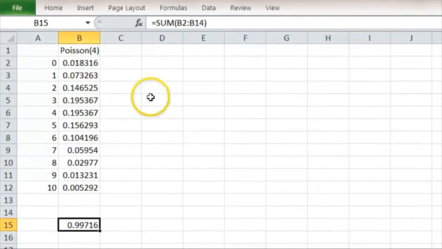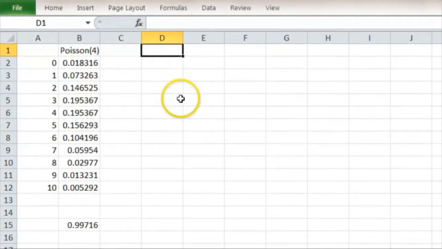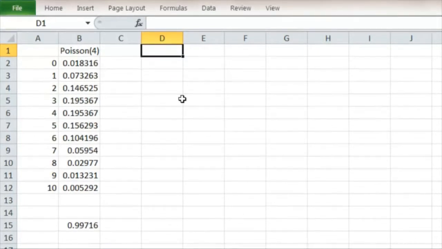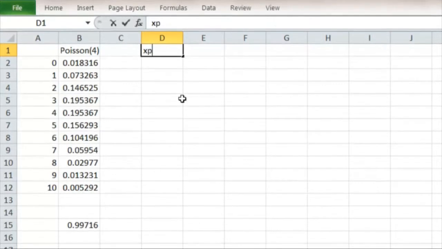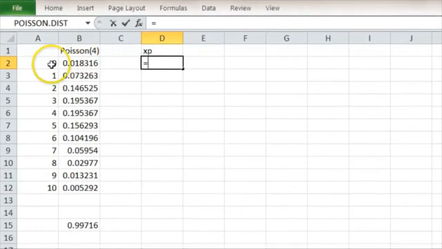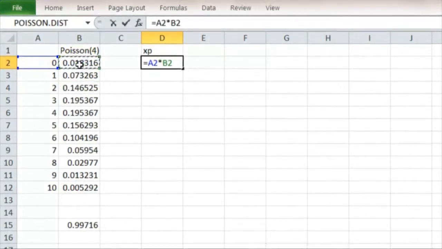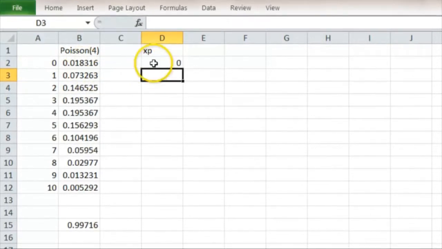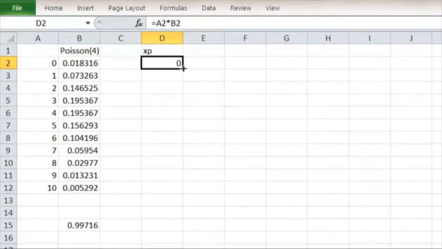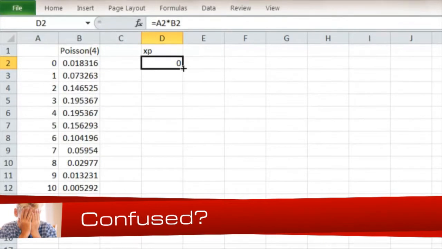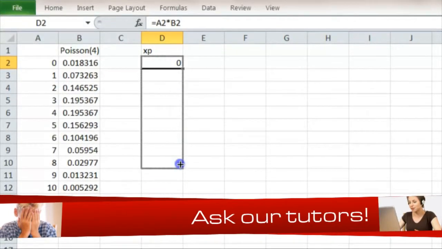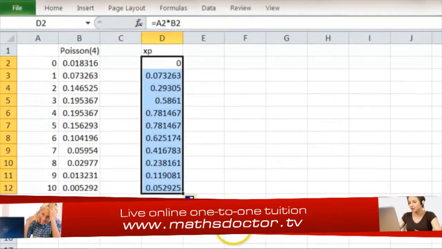Now, to find the mean of a probability distribution, we must multiply each value of x, the number of events, by the probability. So the first one will be equals A2 times B2. This will come to 0, of course. But if we now click and drag for the rest of them, bottom right corner, left click, hold down and drag, we get that, and the numbers don't seem to do much.